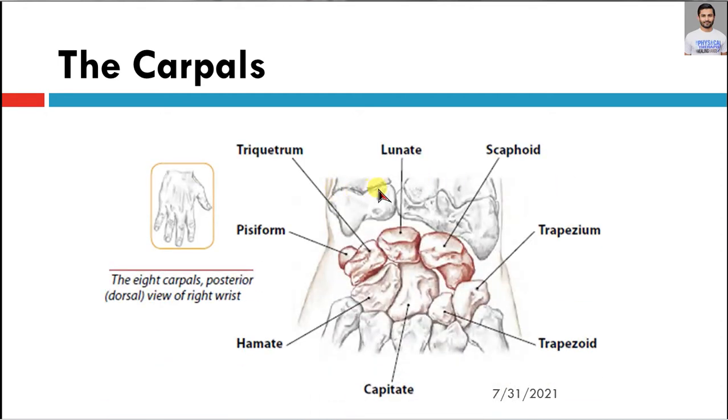These are the carpal bones. This is the distal radioulnar joint, and then this is the wrist joint, sometimes referred to as the radiocarpal joint.